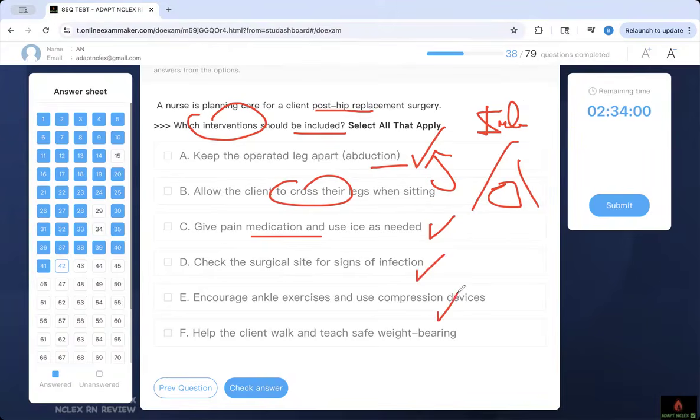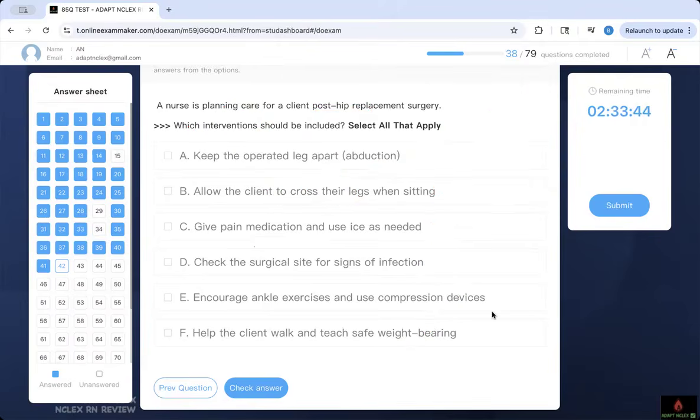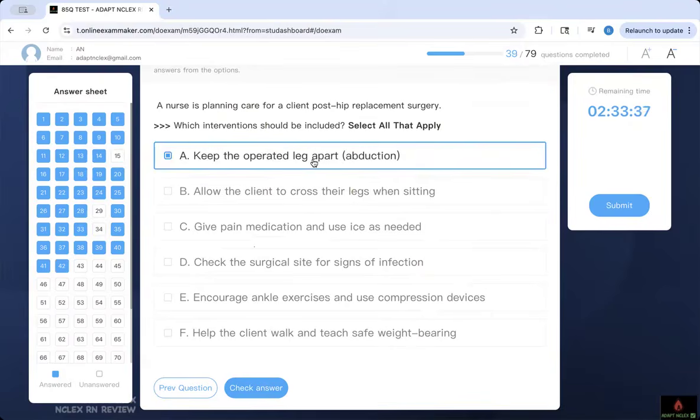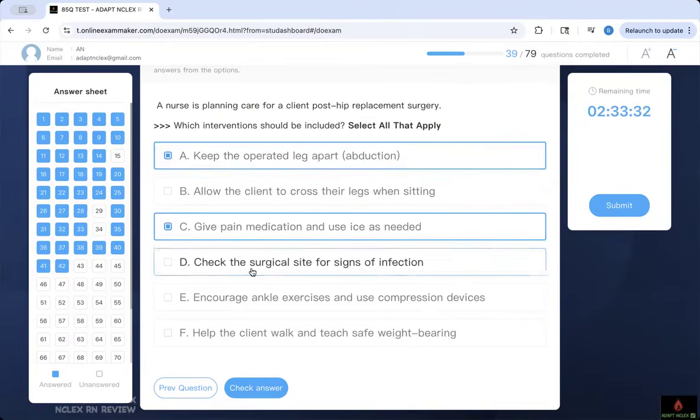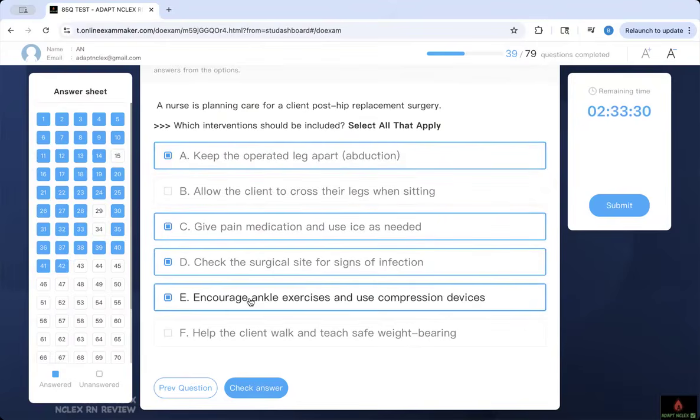Do you want them to exercise? Yes, it prevents DVT. And what about this? Help the client walk and teach safe weight bearing. Look, they cannot go out of the hospital if they are not walking. So that is the key. If you're not walking, you're not leaving. So this one, number one, is right. We give them their pain medication, check for infection, use compression devices, and help them walk.